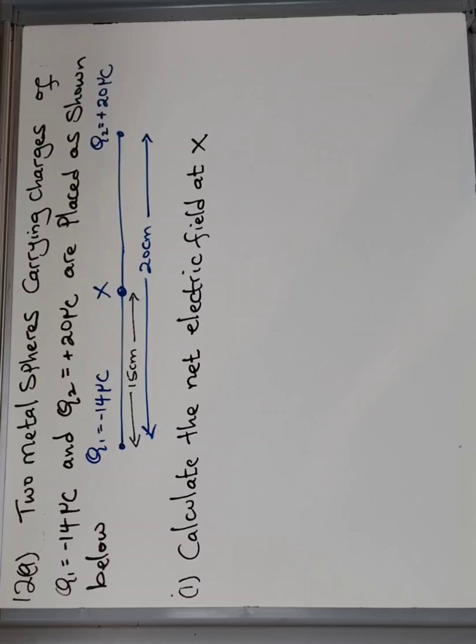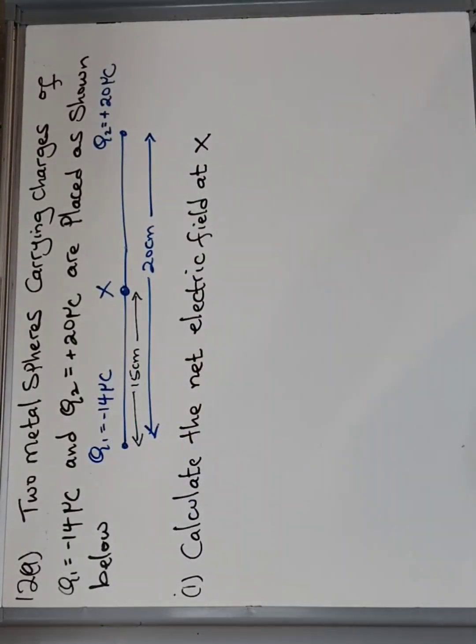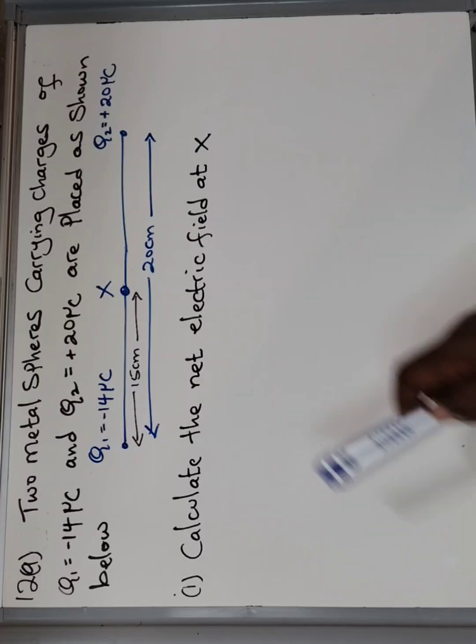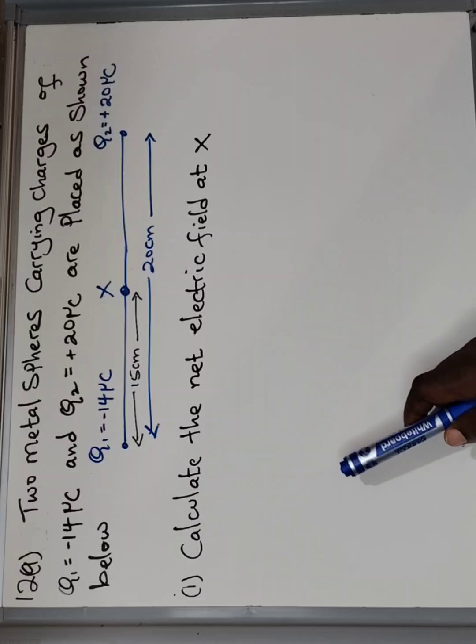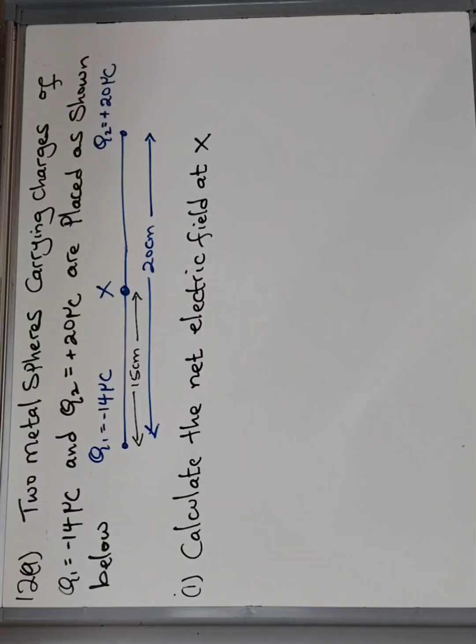Okay, let us look at the question. It says that two metal spheres carrying charges are placed as shown below. So we're having these two metal spheres. One is this one and the other is that one. One carries a charge of negative 14 microcoulomb, and the other carries a charge of positive 20 microcoulomb. The distances are shown. Then the question says, calculate the net electric field at X.